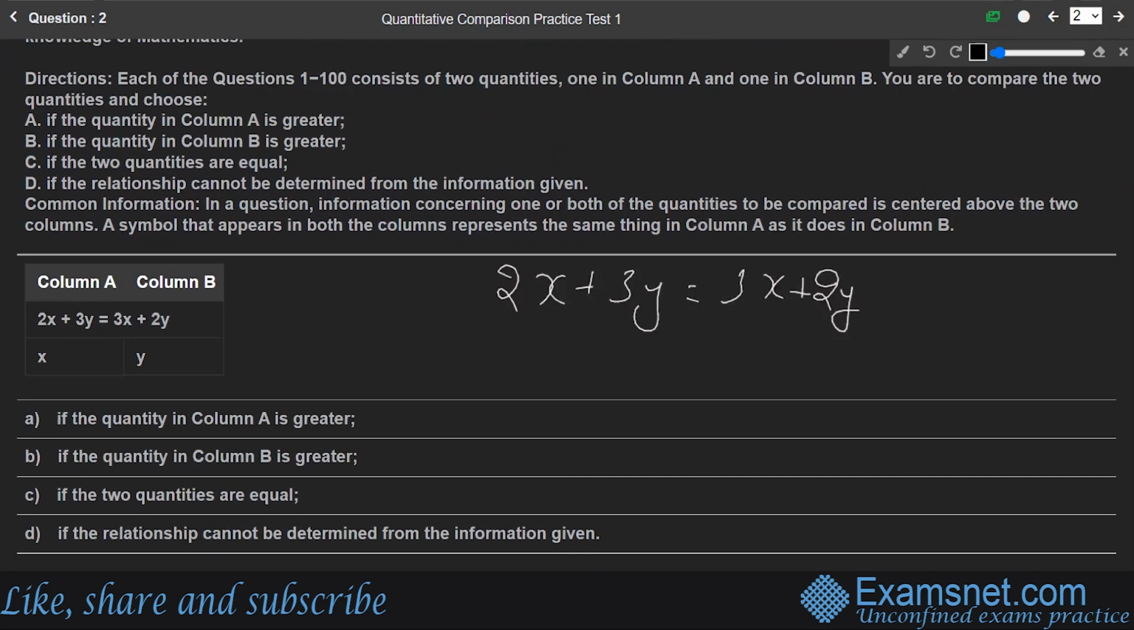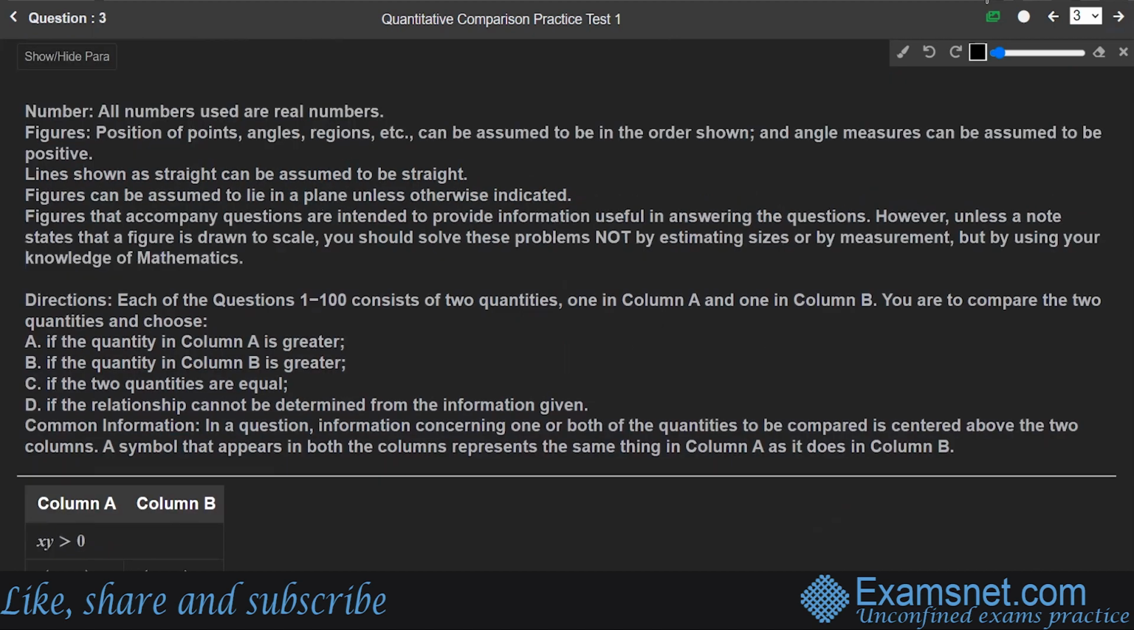If we solve this equation, then 3x minus 2x, that 2x goes to the other side, will be equal to 3y minus 2y. The 2y also goes to the other side. So this becomes x is equal to y. So clearly the information coming out of this is x equals y. So clearly option C is right, which says the value in column A is equal to the value in column B.